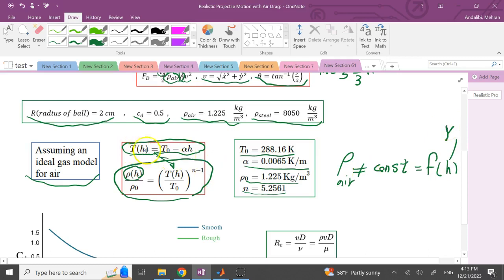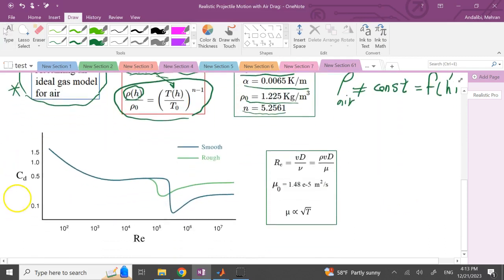Again, there are limitations in how the temperature is changing versus elevation, and whether we are going with an ideal gas model or not. We can make these even more realistic by changing these two assumptions. But again, once you learn how to do it this way, you can make it more complicated. Now, for rho, it's easy. You have a formula. The hard part is the drag coefficient.